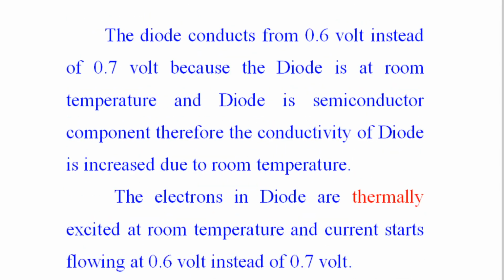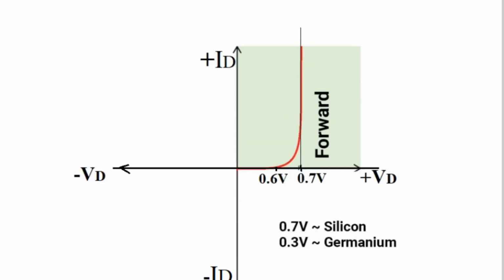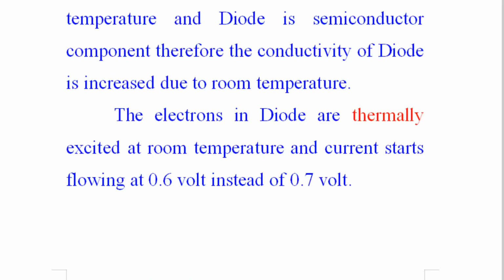Now, as I told you, the diode conducts from 0.6 volt instead of 0.7 volt because the diode is at room temperature and the diode is a semiconductor component. Therefore, the conductivity of the diode is increased due to room temperature, and in this IV characteristics we have shown the current starts flowing from 0.6 volt instead of exactly 0.7, because it is a practical IV characteristic, and the ideal one we are also going to study.